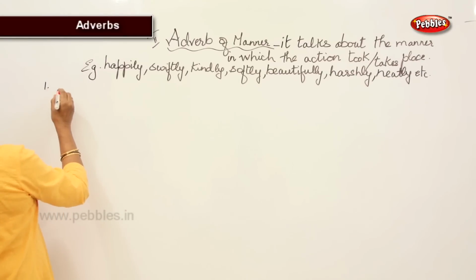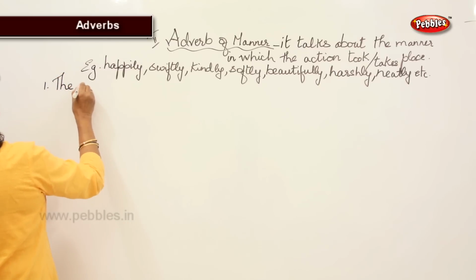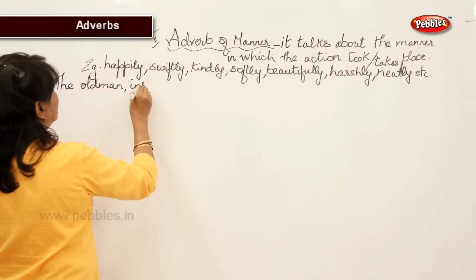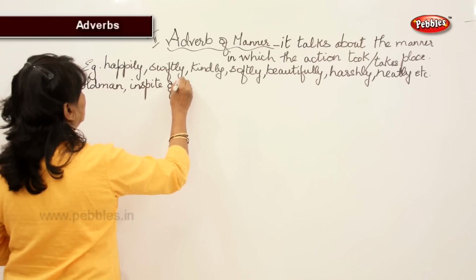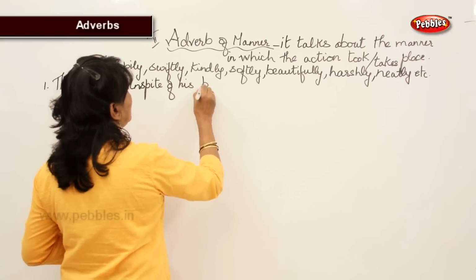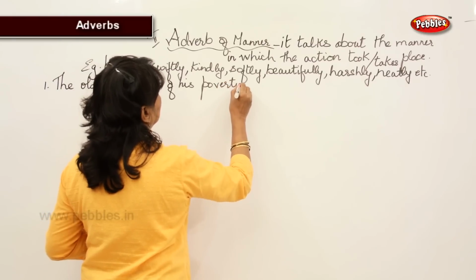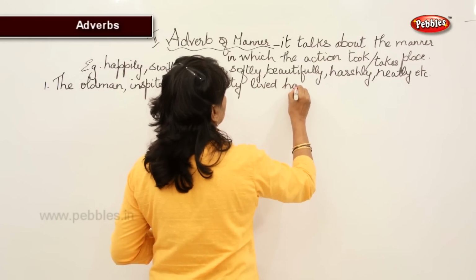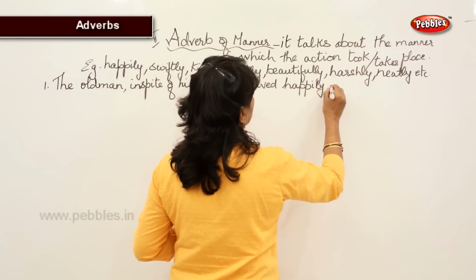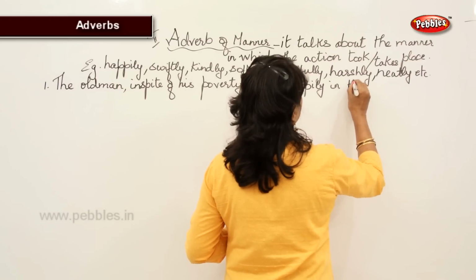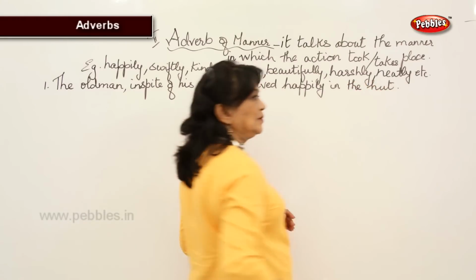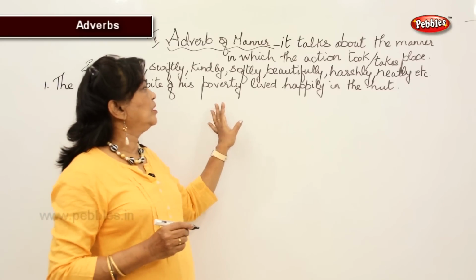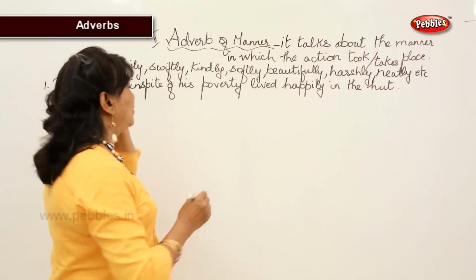First one, the old man, in spite of his poverty, lived happily in the hut. Poverty means being poor. Okay. Now, which is a verb in this? In spite of his poverty, lived happily. Okay, lived is the verb.